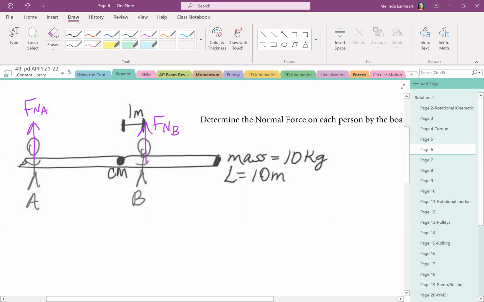We could take a guess. Hopefully, that's an educated guess based on what we know of physics. But let's say we haven't thought about it. These are the 2 unknowns. Any other forces acting on the board? Gravity. Where are we going to draw the gravitational force for the board? Center of mass. That's the CM there. And so we've got this gravitational force.